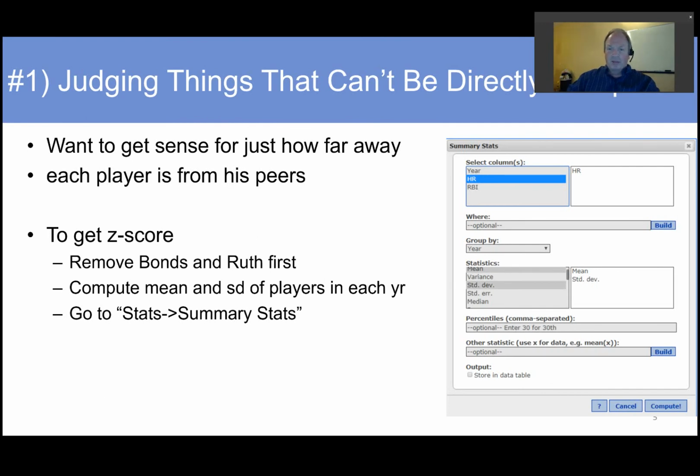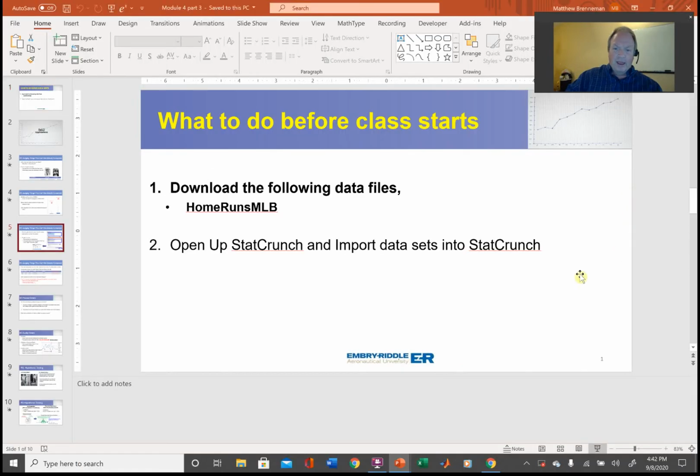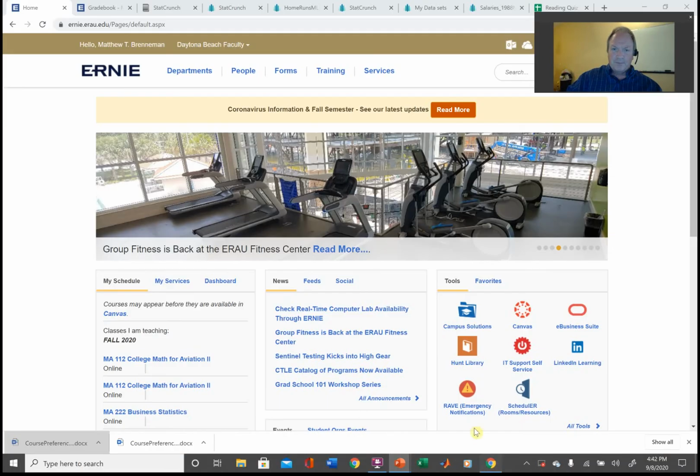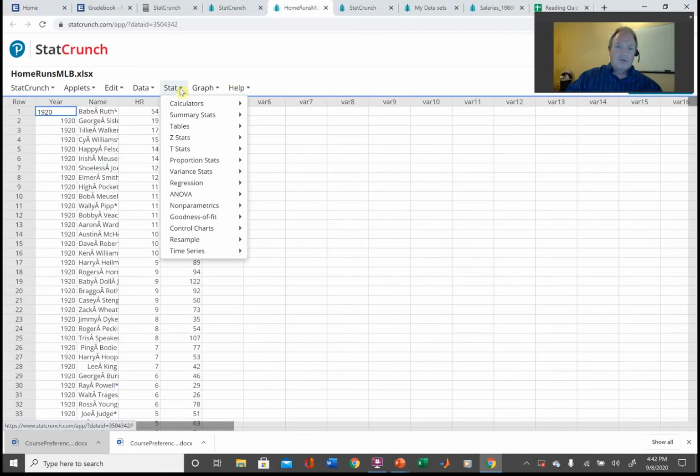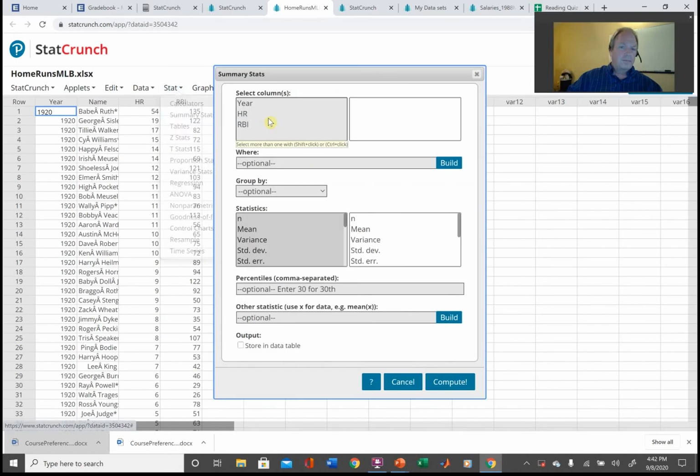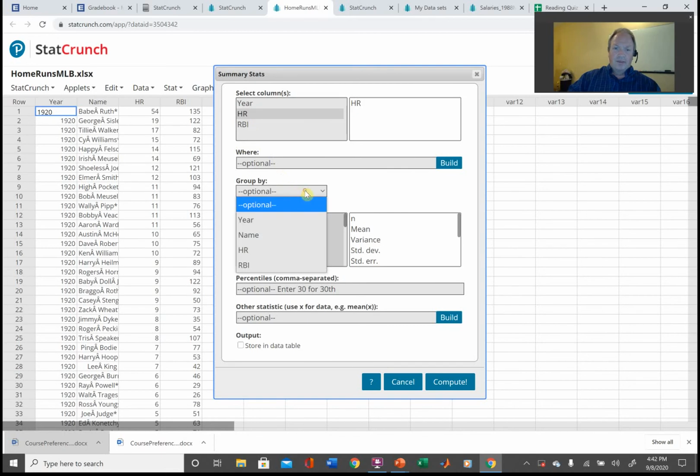I'm going to go ahead and look at the variable home runs. I'm going to group by year and look at the mean and the standard deviation. And let me just go ahead and do that alongside you guys. So we go to Stat, Summary Stat, Columns, look at home runs, and I want to group by year. In other words, I want to compute the summary statistics for each year. That's what this means.